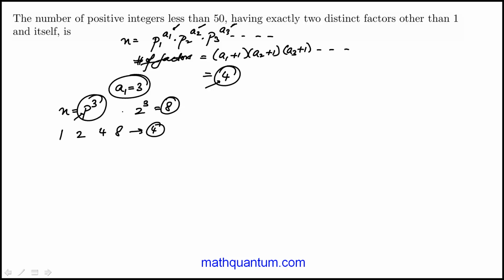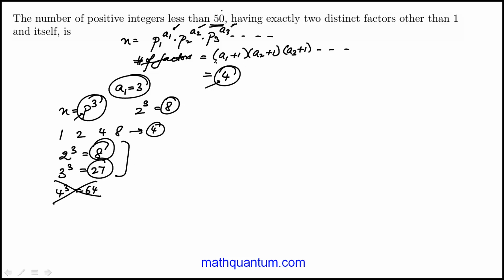So this is one type of number that would satisfy this condition, and we can immediately write the ones that are less than 50. One is 2 cubed, which is 8, and then 3 cubed, which is 27, and you'll see 4 cubed is 64, so that goes beyond 50. So we have 2 such numbers so far.